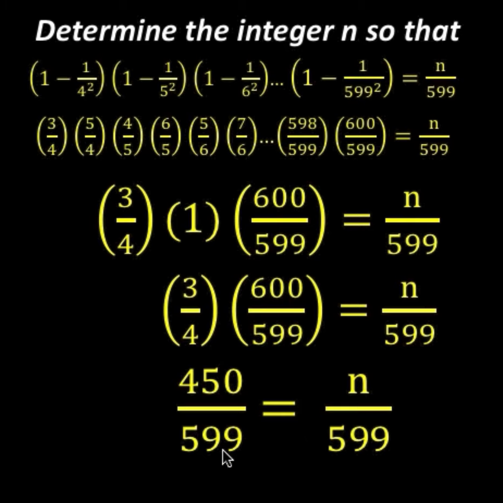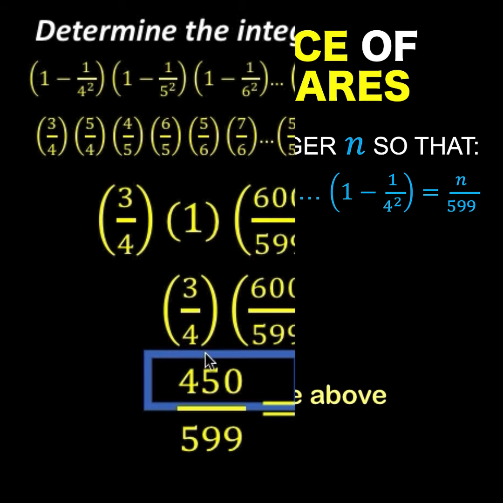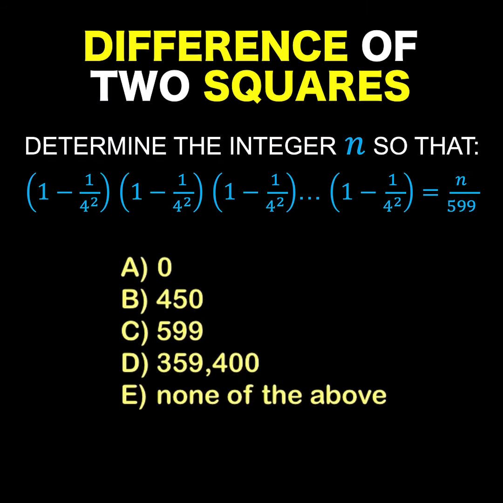Since the denominators here are the same, it follows that the value of n is 450, and so our final answer is letter B, 450.